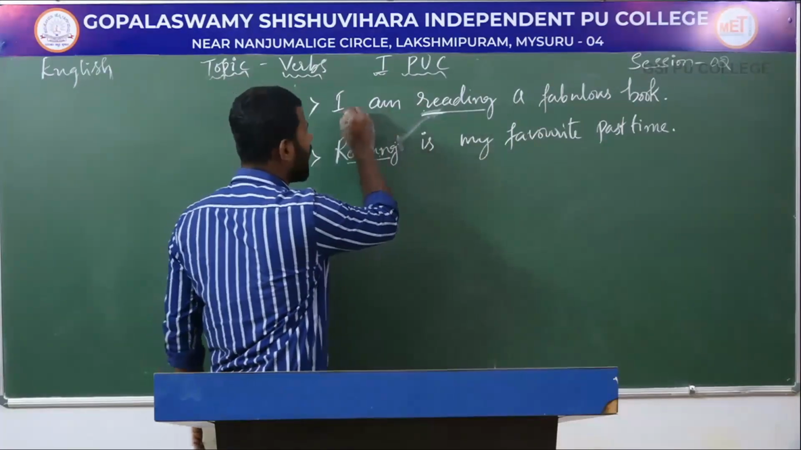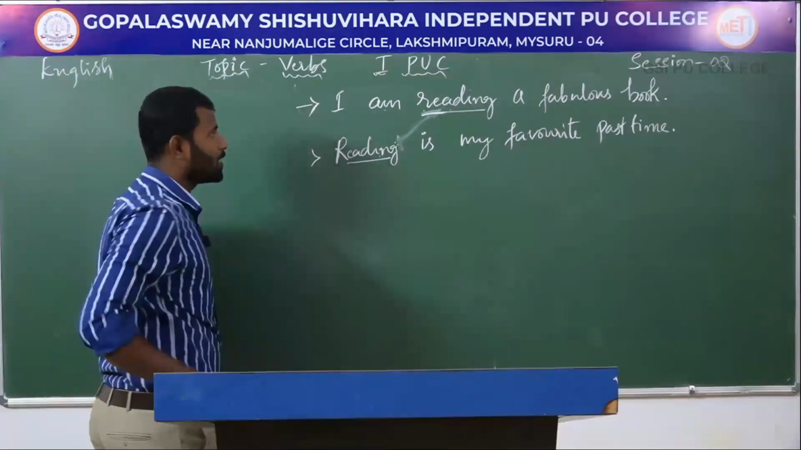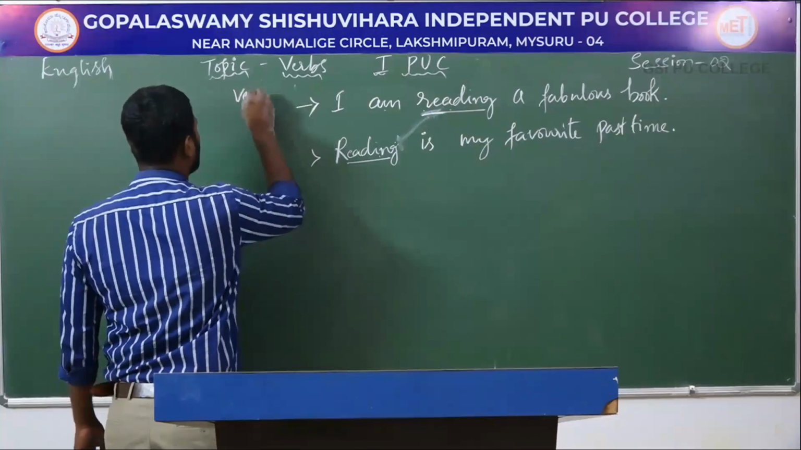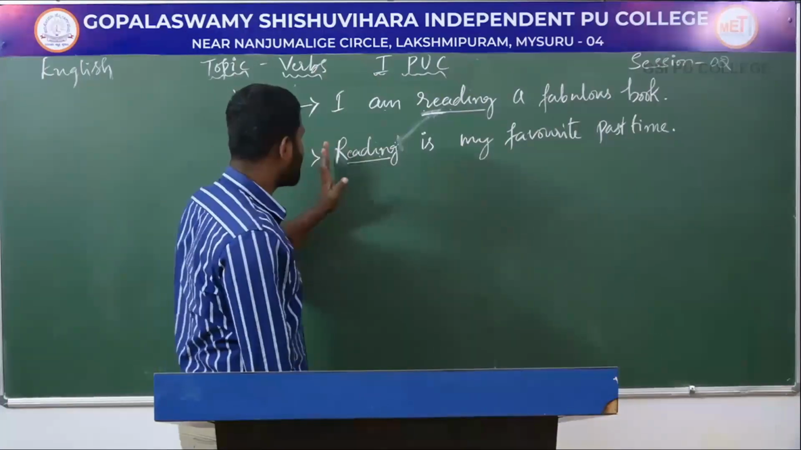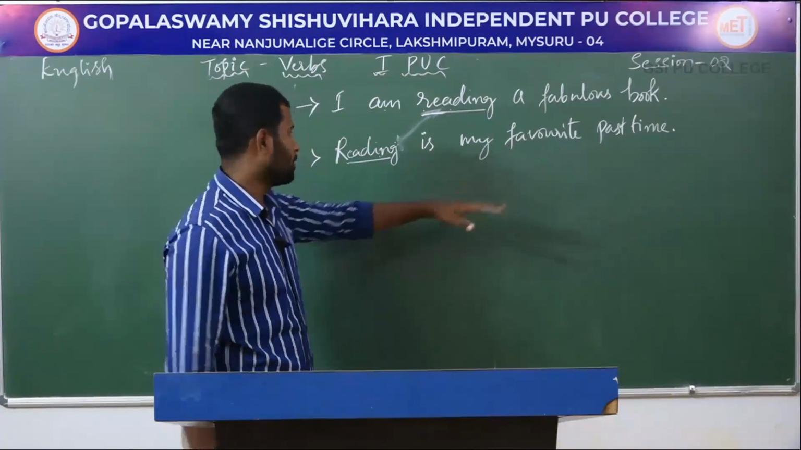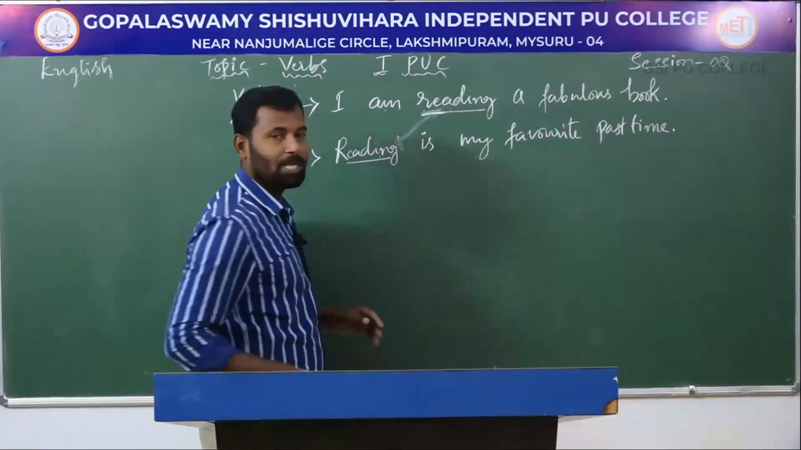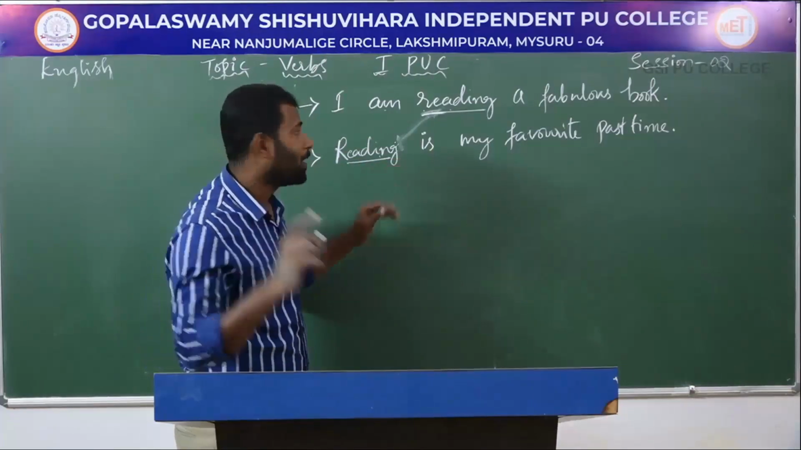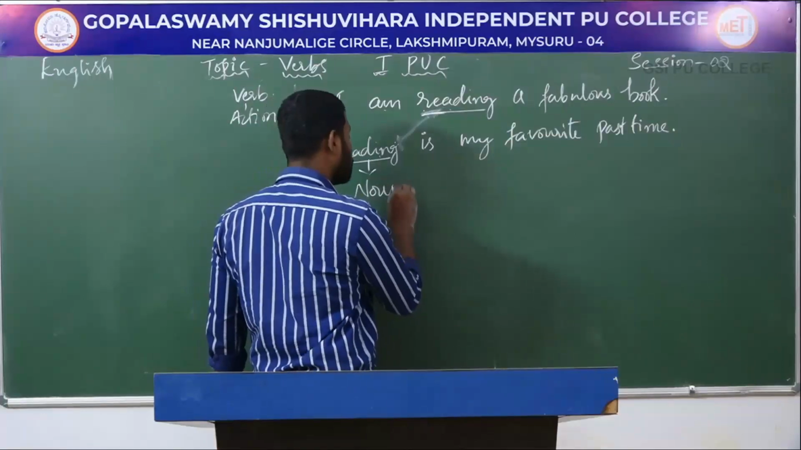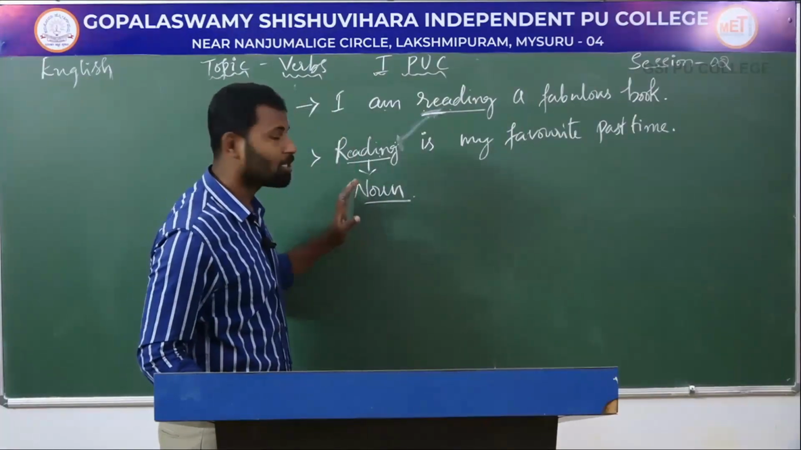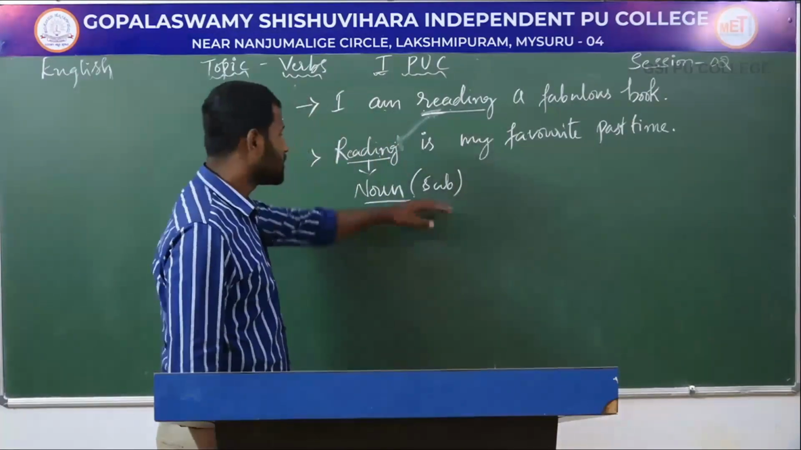Here in the first sentence, I am reading a fabulous book. Yes, in the first sentence it shows action, so it is a verb that shows the action. In the second sentence, reading is my favorite pastime. Though this word reading is a verb, here no action can be seen in the second sentence. This verb is used in the place of a noun, or a subject.